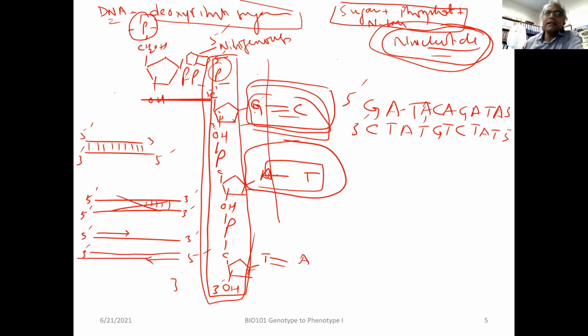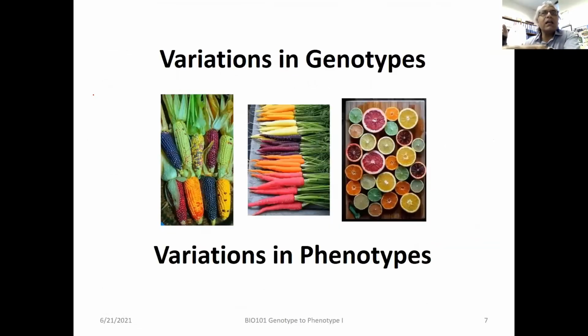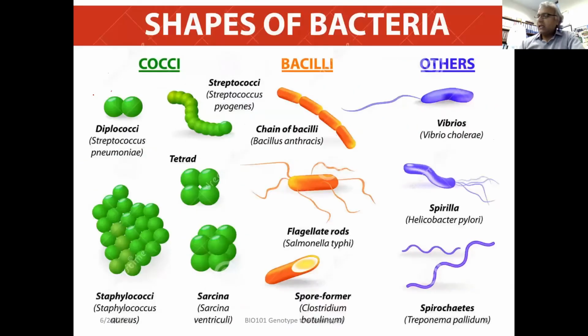ओके, थैंक यू. गुड. सो नाउ लेट्स लुक एट द डिफरेंट फिनोटाइप्स विद इन बैक्टीरिया. हमने कहा था जीनोटाइप 2 फिनोटाइप. हमने डीएनए को थोड़ा सा देखा है. We have tried to understand what DNA actually is, and why it is important, because the information stored in the DNA is decoded and then it results in a living molecule, a living organism.